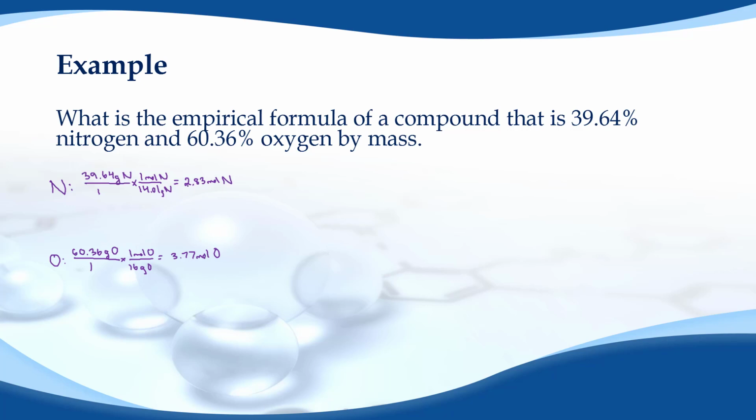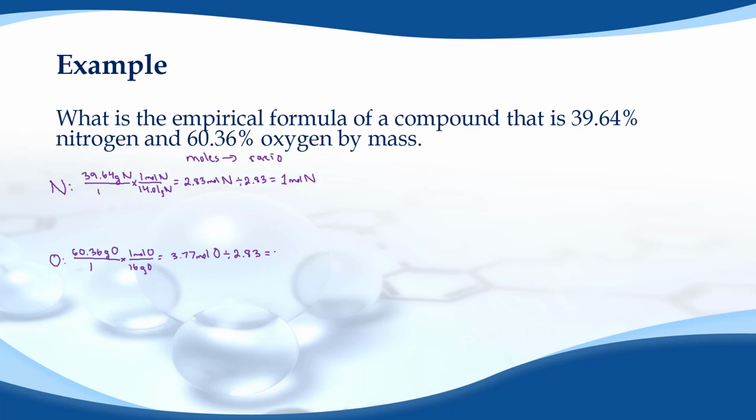I want to turn the smallest number here into 1, so I'm going to divide nitrogen by itself. So 2.83 over 2.83 is 1. And now because I want to keep the ratio intact, I'm going to divide oxygen by that same 2.83, and this gives me 1.33.